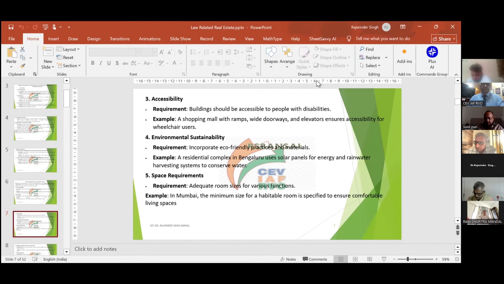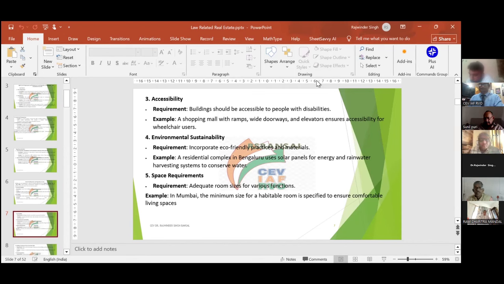Then another thing which has been provided in the National Building Code 2016 is accessibility. Accessibility means accessibility for disabled persons. So for them, special provisions have to be made in the buildings. You have to provide ramps at certain locations so that they are able to enter and exit the buildings, especially in the rooms and bathrooms. You have to provide special provisions in the bathrooms for disabled persons.